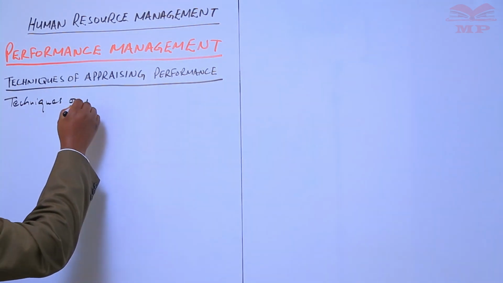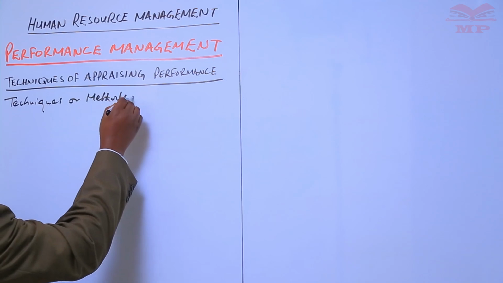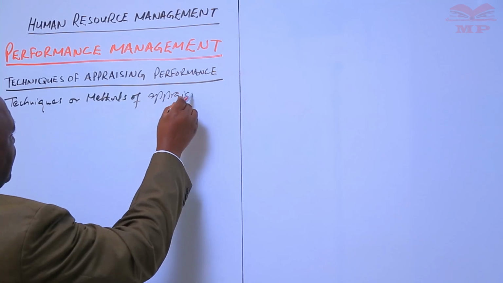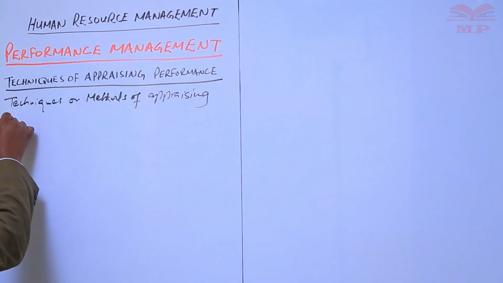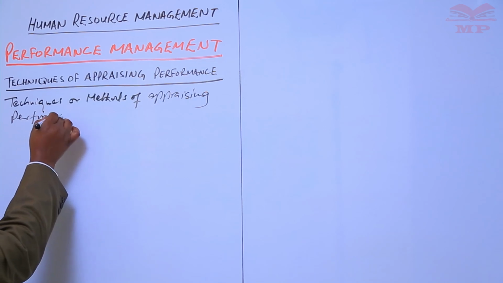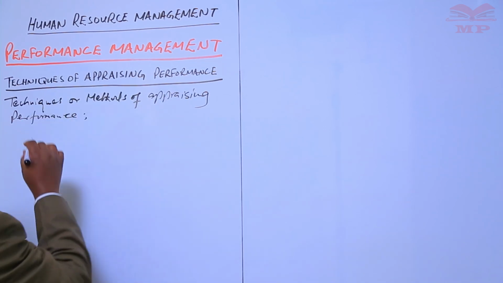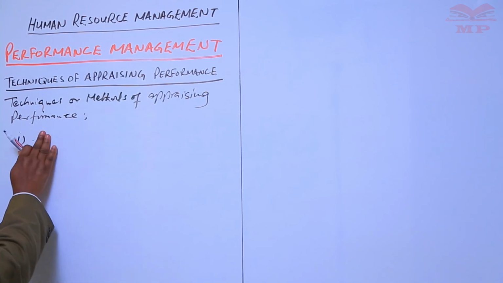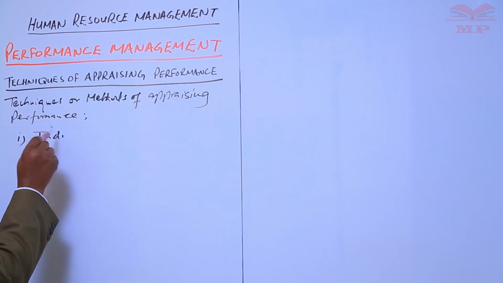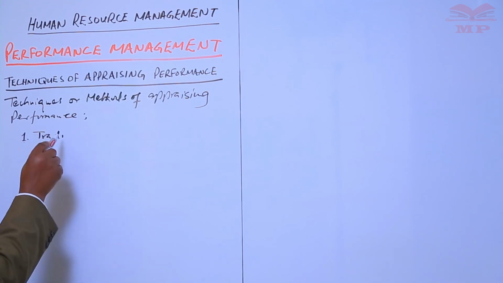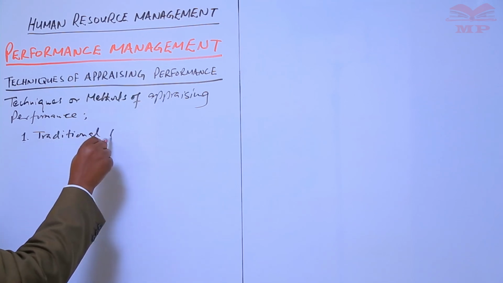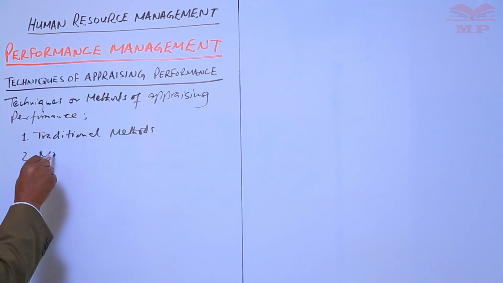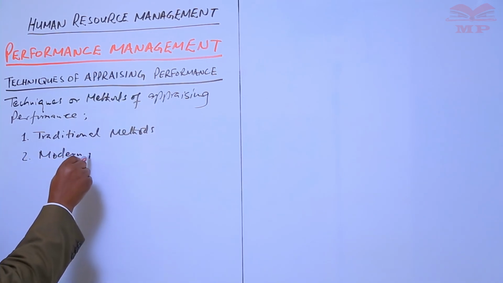Techniques or methods of appraising performance can be categorized into two. So you have modern methods and traditional methods. Number one, traditional methods, and then you have number two, modern methods.